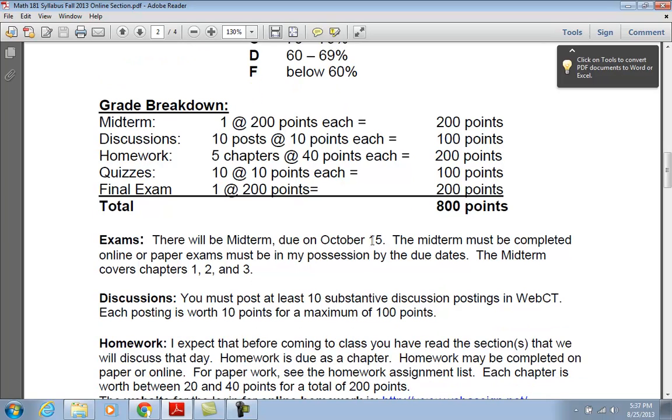So there'll be a midterm due on October 15th. The midterm must be completed online or on paper. Exams must be in my possession by the due date. So you either have the online one finished by that date, it closes I think at 11:59, or get the paper one to me: email it, upload it in Canvas. If you mail it, make sure you give yourself enough lead time and make a photocopy of it. But I really encourage people to try to have it scanned and sent. At the other campuses, I'm at Fallon, but the Douglas and Carson campuses can scan and email it. Scan straight to email. It's really cool.